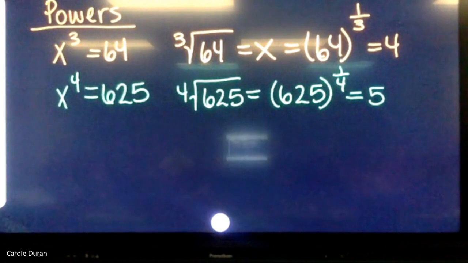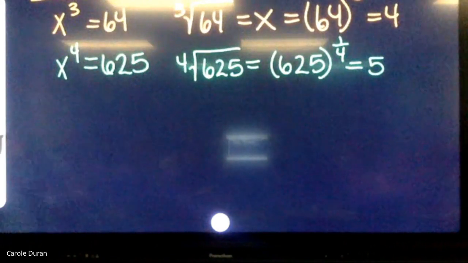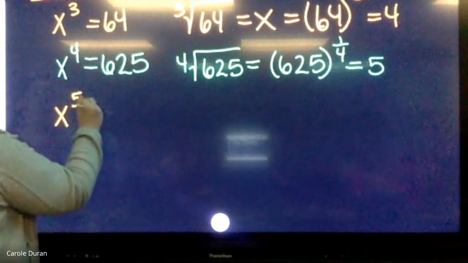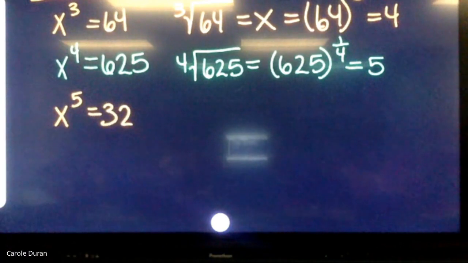And we can do this for any exponent that we're looking for. So for example, if I gave you x to the 5th is equal to 32, I want you to solve for x. Some of you might already know it. So get a calculator. You're definitely going to need a calculator today.